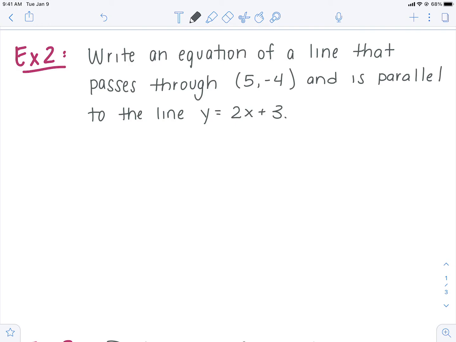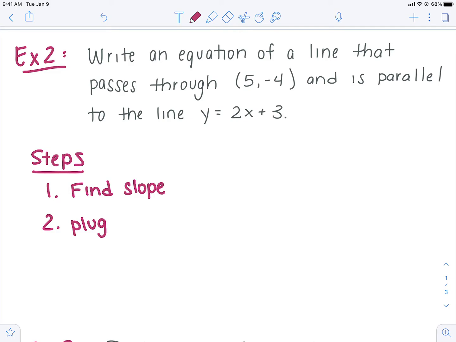So in order for us to do this, we need 1, the slope, 2, plug in the point. So now, since they gave me a point and they didn't give me the y-intercept, I'm going to use the formula y minus y1 equals m(x minus x1), because it just makes our life easier since they didn't give us the intercept.